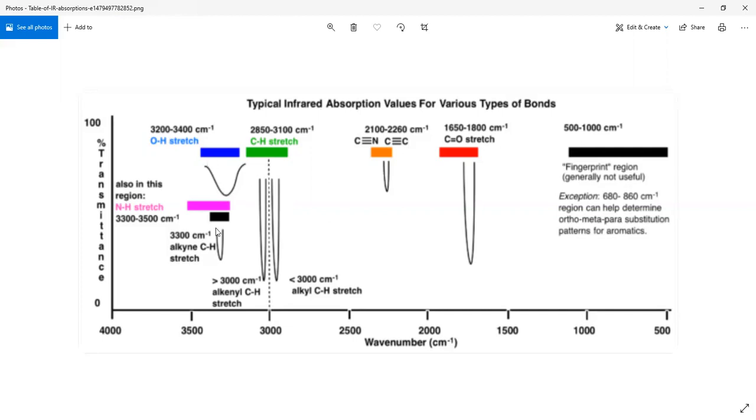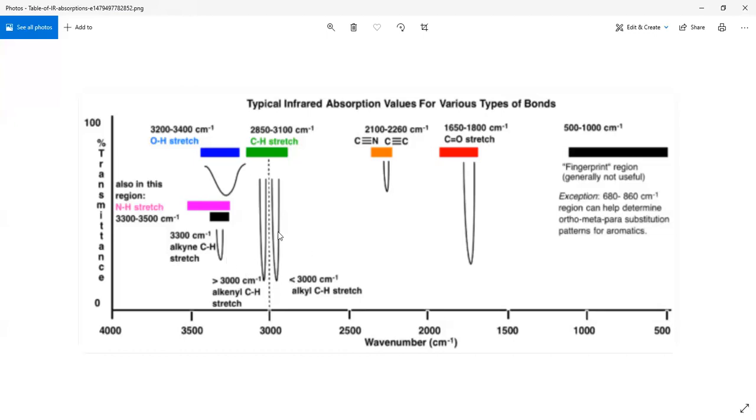Alcohols, we have here. Amino groups. Remember when we have primary amines that have two hydrogens, the band here has two peaks, okay? When it's NH only, it has one peak. That's the difference between NH2 and NH: when it's NH2, the band will have two peaks, and when it's only NH, it's only one, okay?